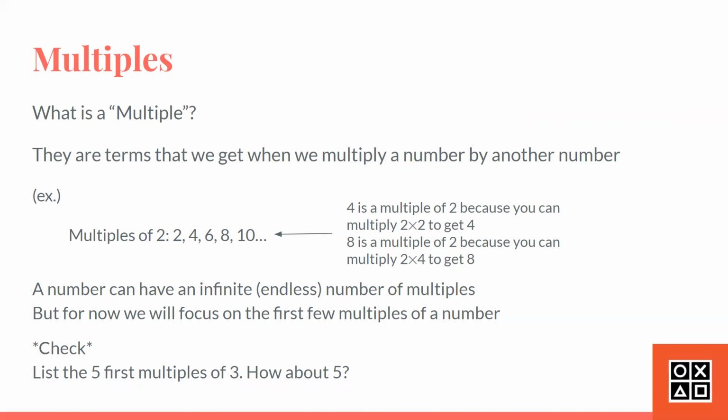So those are the first 5 multiples of 3. How about 5? Why don't you try it out? And you can see, just multiply 5 times 1 is 5, 5 times 2 is 10, 5 times 3 is 15, 5 times 4 is 20, 5 times 5 is 25. So those are the first 5 multiples of 5.